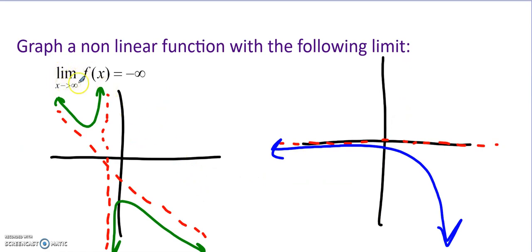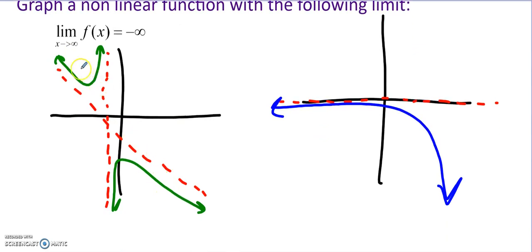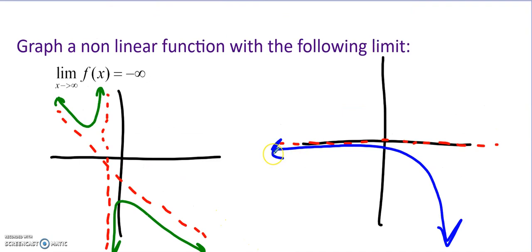Next one, we're doing the limit as x goes to infinity of f of x equals negative infinity. So that means as the graph goes to the right, it has to go down. The first example here, I drew a rational function with a slant asymptote. So as the function goes towards the right, it is going down to negative infinity. And here I drew an exponential growth function, but with a reflection.